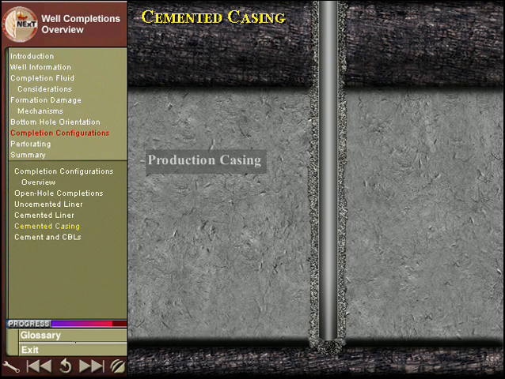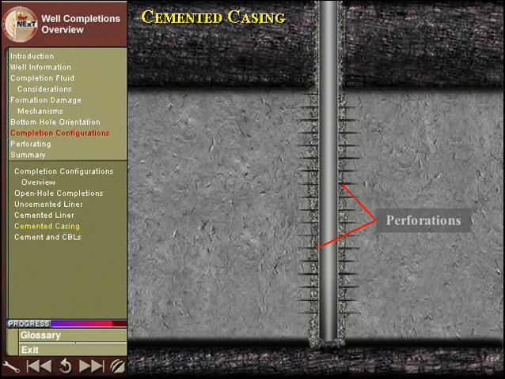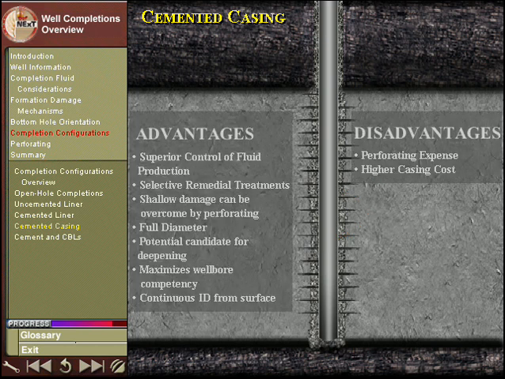A cemented casing completion is one in which production casing is run and cemented across the production zone. The casing is then selectively perforated in order to produce the well. This completion is by far the most common type of completion.